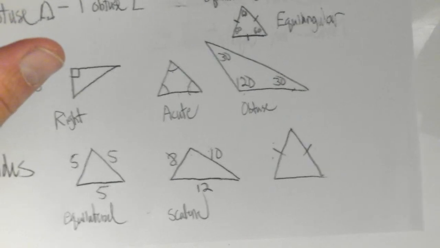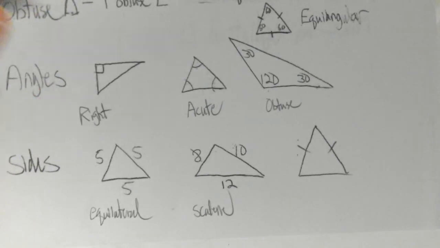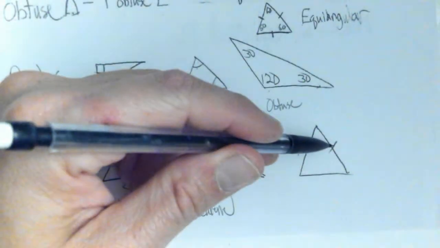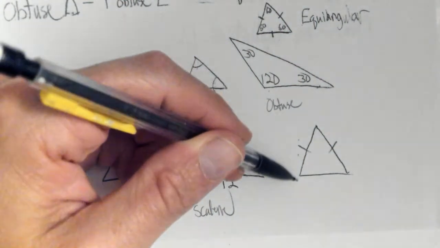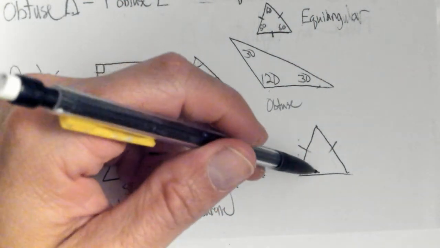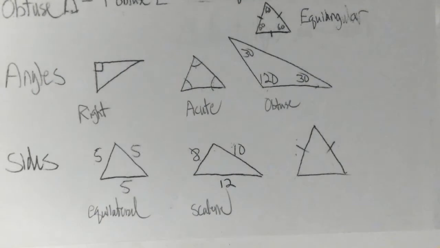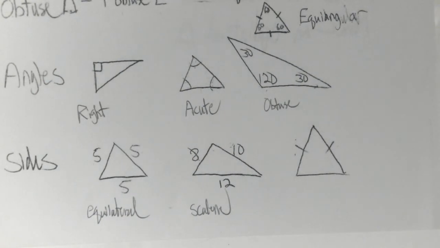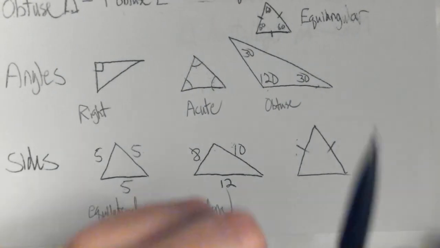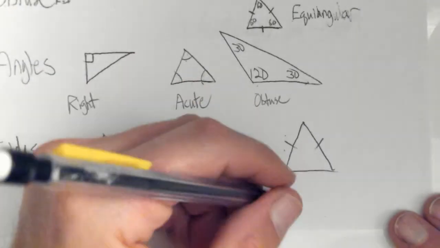In this one we've got a congruent mark here and here, so that indicates that these two sides are the same. Doesn't necessarily mean the third side is the same, but we do know two sides are the same, and if at least two sides are the same length, it's an isosceles triangle.